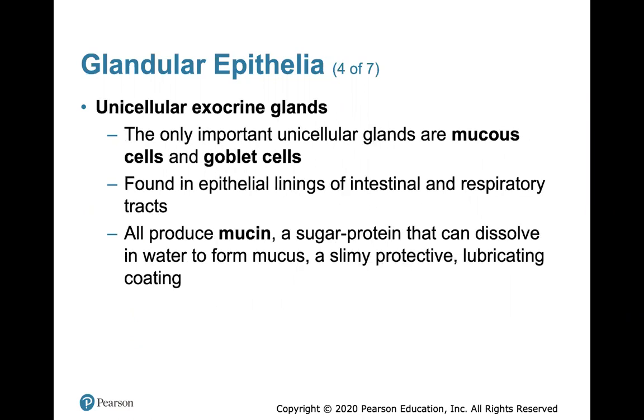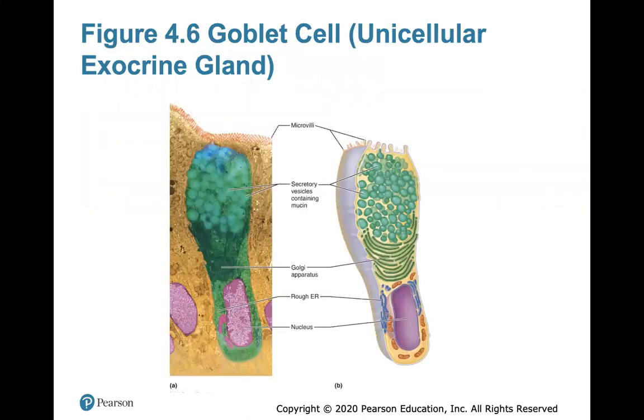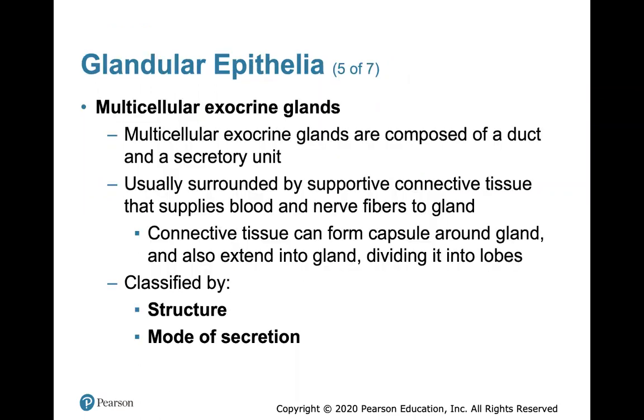They can be unicellular or multicellular. Unicellular exocrine glands are your mucus cells and goblet cells. They secrete the mucin, which is like a slimy, protective, lubricative coating, or mucus. And here's a look at the goblet cell, the unicellular exocrine gland that will secrete the mucin or mucus.